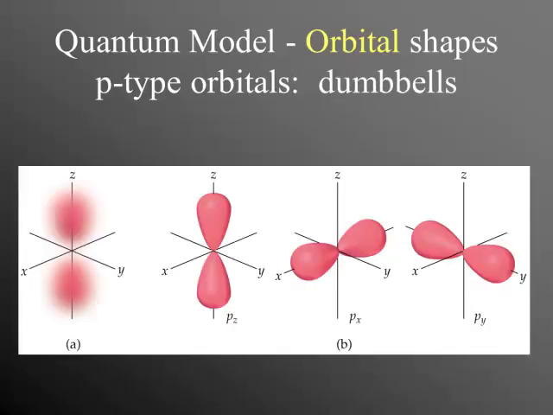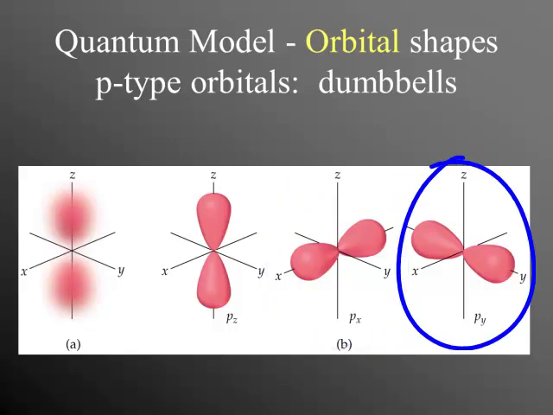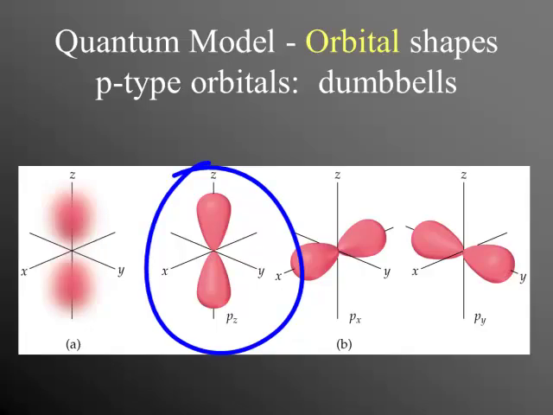P-type orbitals are usually referred to as dumbbell-shaped. I think of them like 2 inflated balloons held together at the tied-off ends. In a given energy level, there are 3 p-type orbitals. The only difference between them is their orientation in 3D space. Like here, one orbital is shown on the x-axis, one on the y-axis, and one on the z-axis.